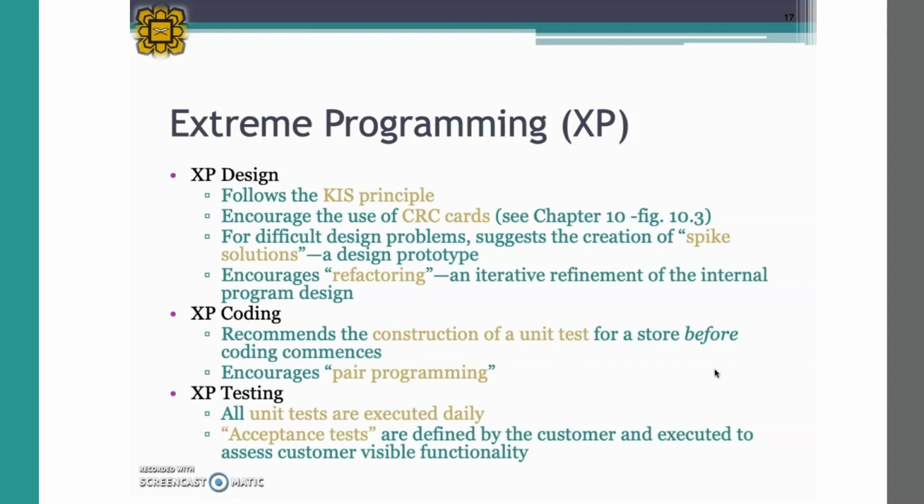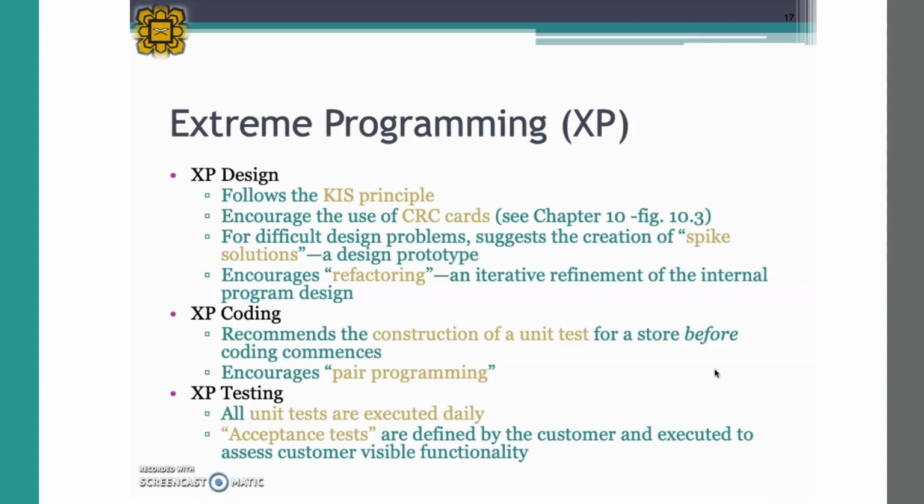So the next stage is XP design. They follow the KISS principles that we have seen in the previous chapter 1. They encourage the use of CRC cards. Okay, we will see an example of CRC card in the following slide. For difficult design problems, they will suggest the creation of spike solutions. That means they will provide a prototype. And they also encourage refactoring. That means you can change the structure or you can further refine it later.